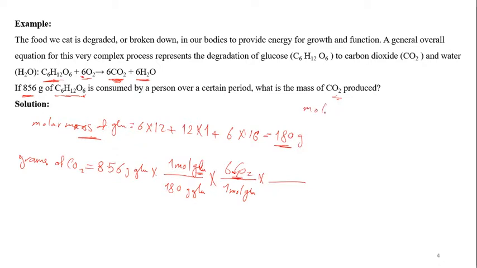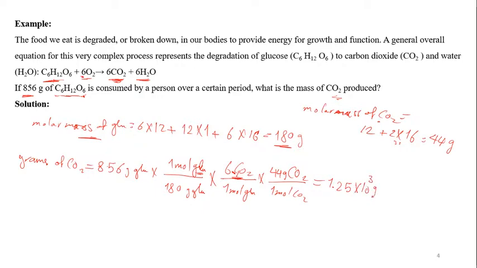So the molar mass of carbon dioxide is equivalent to 12 for the carbon plus 2 multiplied by 16 for each oxygen, which is equal to 44 grams. So I will write here 44 grams of carbon dioxide for each mole of carbon dioxide. The answer to that is equal to 1.25 multiplied by 10 to the power 3 grams carbon dioxide.